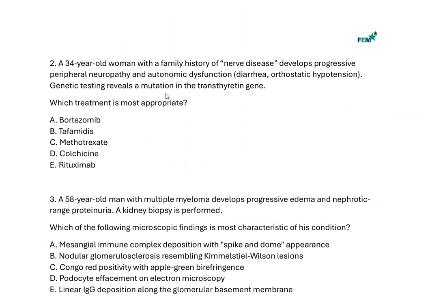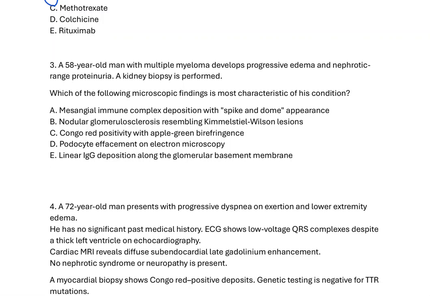Moving on to the next one. A 34-year-old woman with a family history of nerve disease developed progressive peripheral neuropathy and autonomic dysfunction, including diarrhea and orthostatic hypotension. Genetic testing reveals a mutation in the transthyretin gene. Which treatment is most appropriate? So you need something that will stabilize those proteins in their tetramer state, preventing them from becoming monomers. And that medication is going to be what? Tafamidis. Very good.